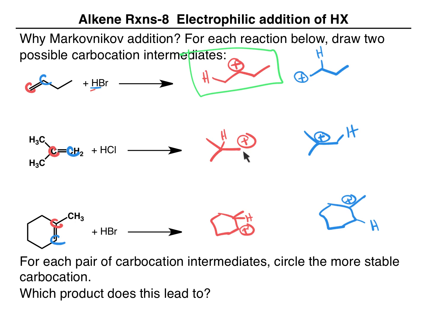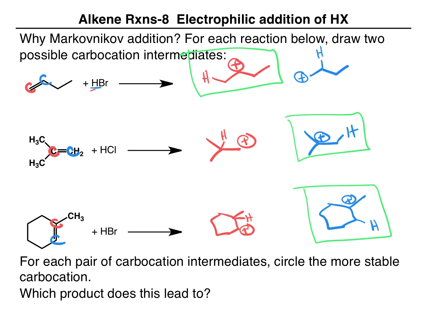Here we're looking at a primary carbocation compared to a tertiary carbocation. Tertiary carbocations are more stable. Here we have a secondary carbocation compared to a tertiary carbocation. Tertiary carbocations are more stable.